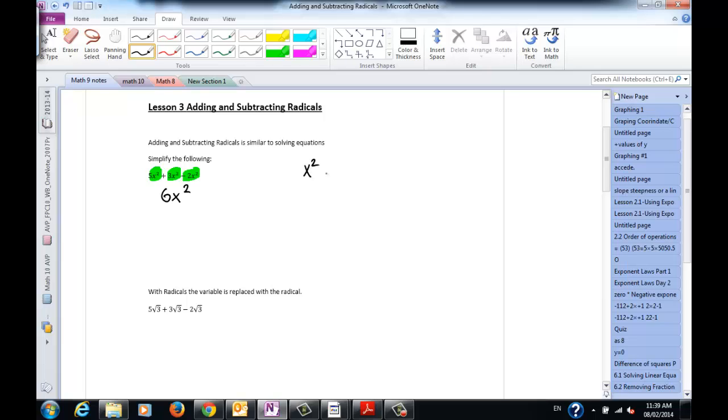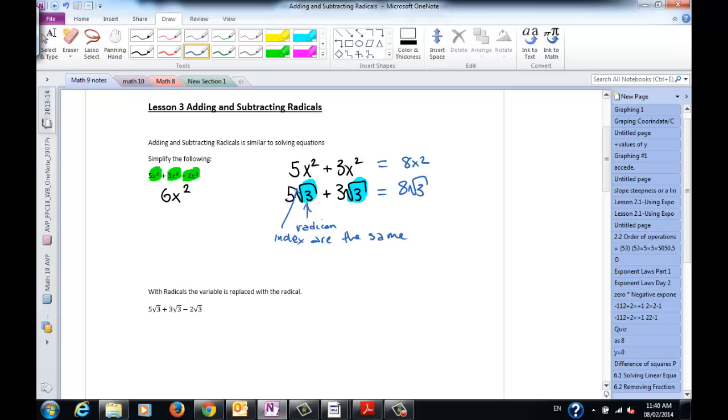So just as 5x squared plus 3x squared is a like term, we would say that 5 root 3 plus 3 root 3 are like terms, because the radicals are the same, and it's important that the radicand and the index are the same. So just as this is the same as 8x squared, this 5 root 3 plus 3 root 3 is the same as 8 root 3.